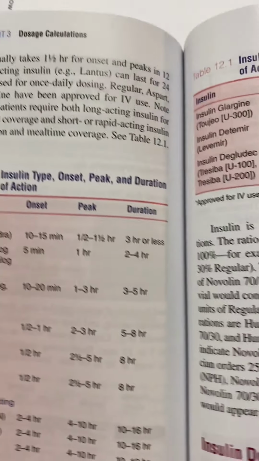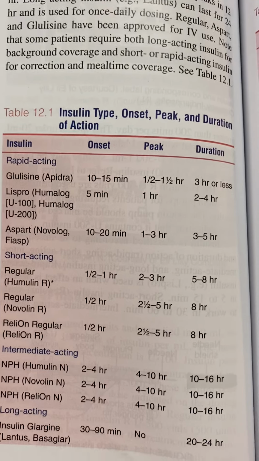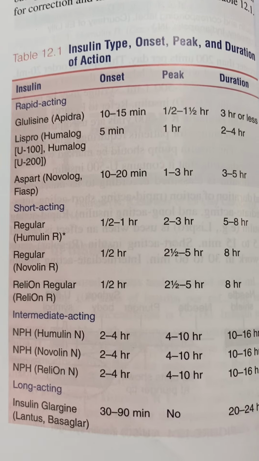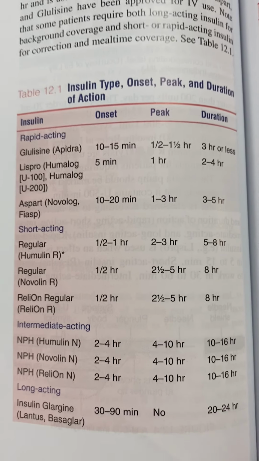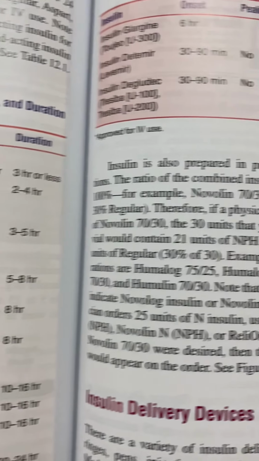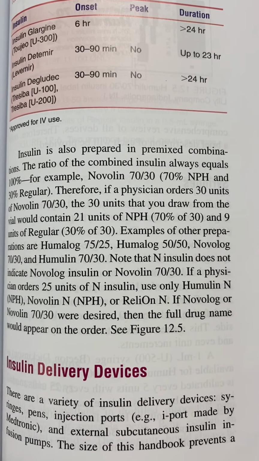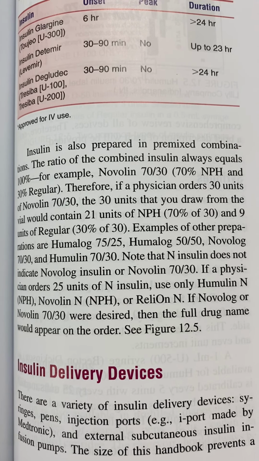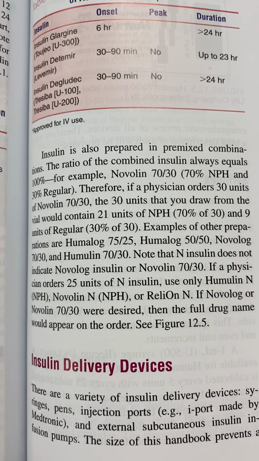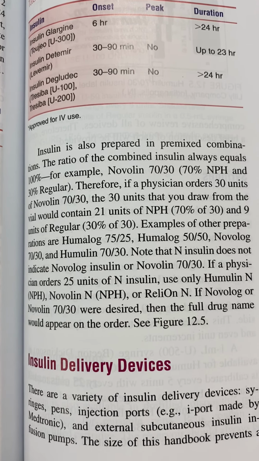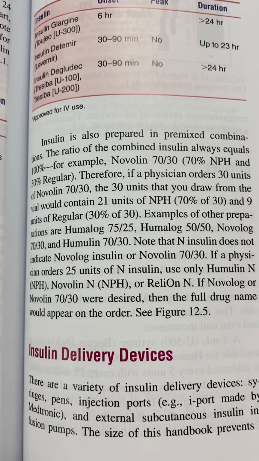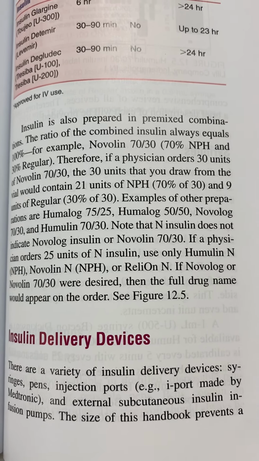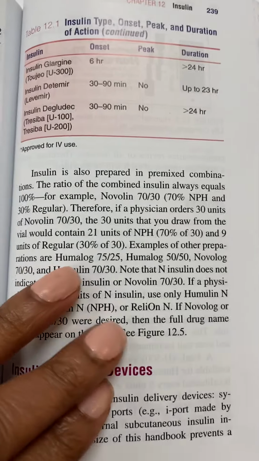Okay, next we have the different types of insulin, its onset, the peak, and its duration. I want you to definitely go back and read that in your text. When we're looking at insulin, it's also prepared in a premixed combination. You're looking at different ratios, whether it's Novolin, whether it's 70% NPH and 30% regular. So those are also extremely important. Okay, insulin delivery devices are here on page 239.